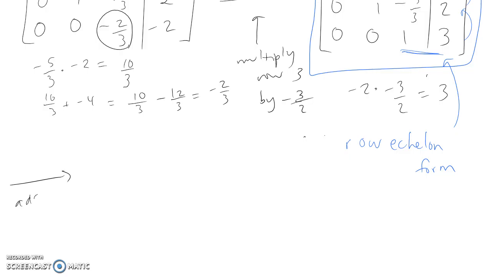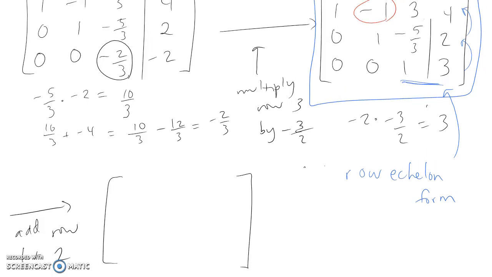We're going to add row 1 and 2. Okay, and that's going to give us something here. Now the second and the third rows are not going to change, so let's go ahead and copy them down. But now I'm going to add the first and the second row to make a new row 1.